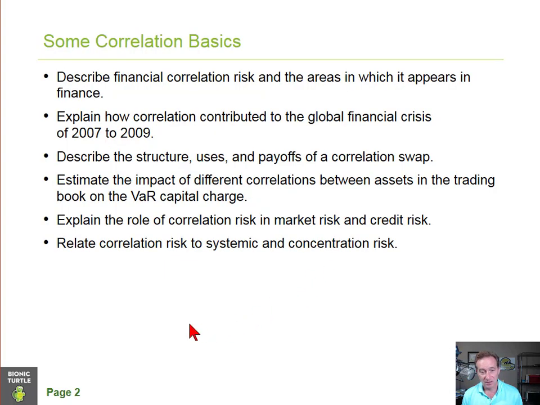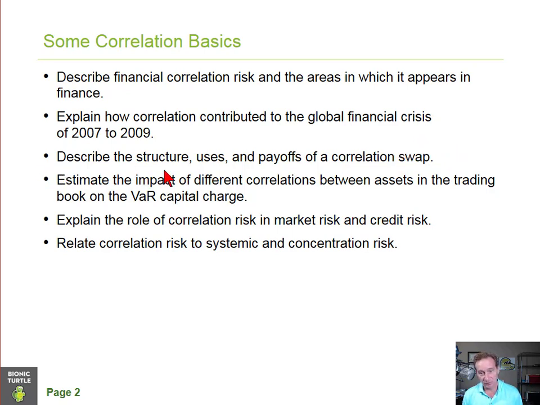With respect to this first chapter, the chapter is not very long, but we do have several learning objectives. We want to be able to describe financial correlation risk. What do we mean by correlation risk? How did correlation contribute to the global financial crisis? There is a specific case study in here that we want to take a look at with respect to a CDO and bonds on Ford and GM.